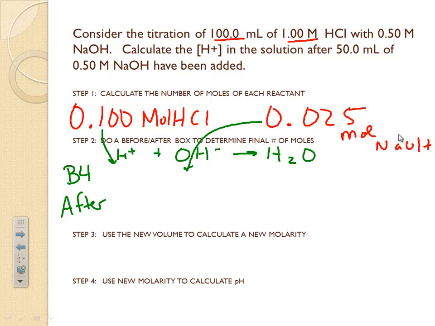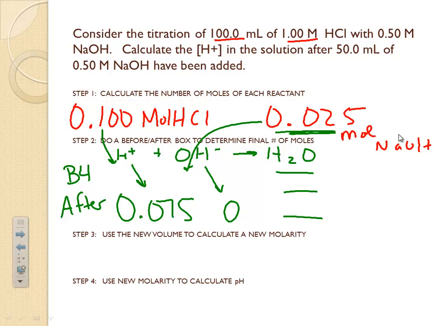Okay. Our change is really just going to be that this is going to get eliminated, it's going to get neutralized. So we're going to have an after of 0.075 for the H plus and 0 for the OH minus. We ignore water the whole way down. So this is kind of important. For the next calculation, it's important to realize that there's going to be a new volume. Okay, so we have a new number of moles, 0.075. But because we've added two solutions together, we have a new volume.